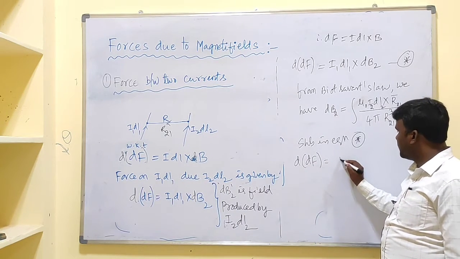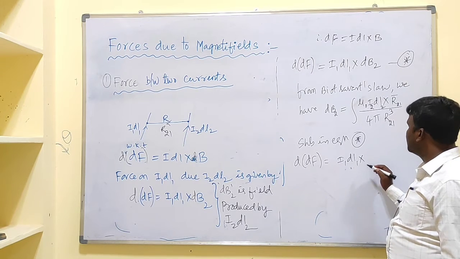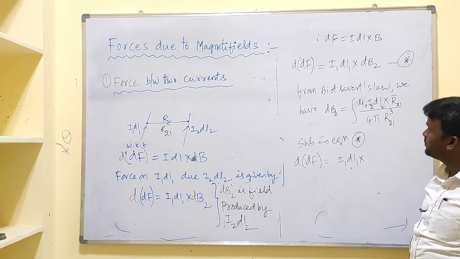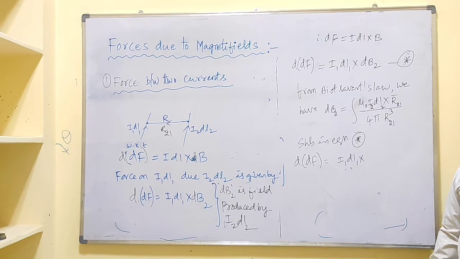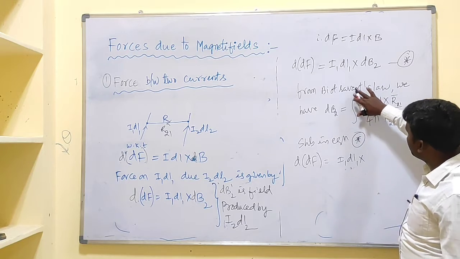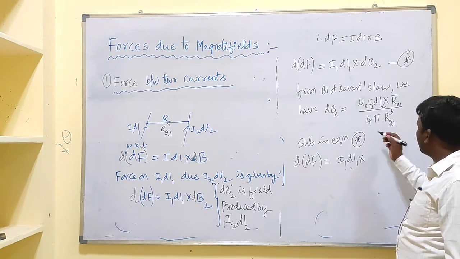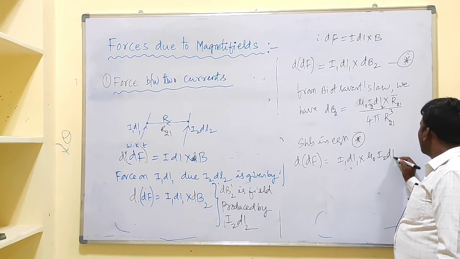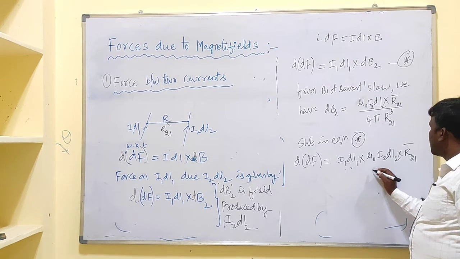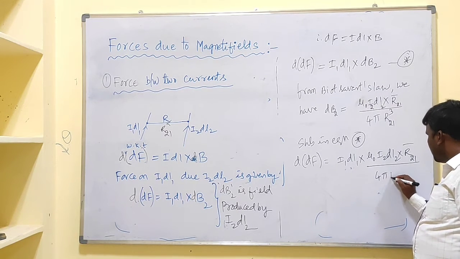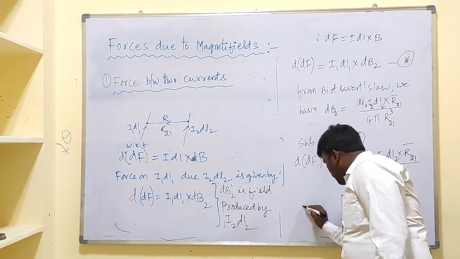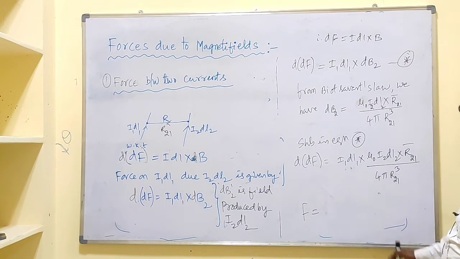dF equals I1 dl1 cross dB2. What is dB2? For dB2 there is no integration; if it is B2, integration. dB2 means mu naught I2 dl2 cross r21 bar by 4 pi r21 cube. Now, if I want the total force on the current element, we need to consider what?